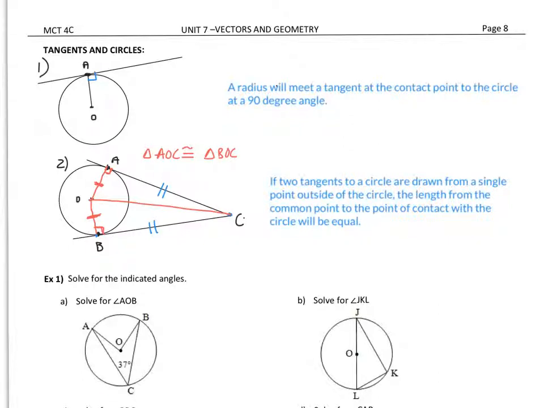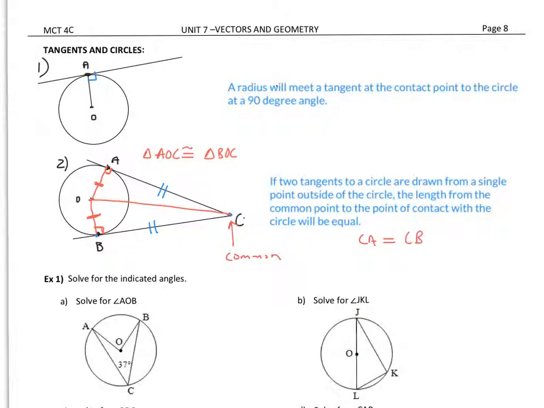So the definition I wrote is that if we have two tangents to a circle drawn from a single point, so my point C is my common point, to the circle, so a tangent from point C to the circle, I have my two different tangents, CA and CB. The length from the common point C to the point of contact A or contact B, those two lengths will be equal. So CA in this particular case is equal to CB.